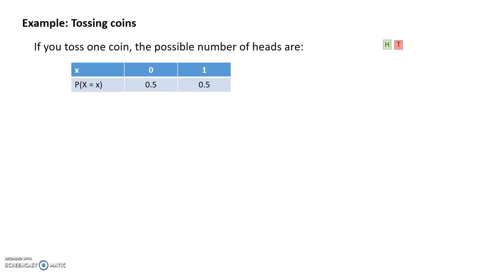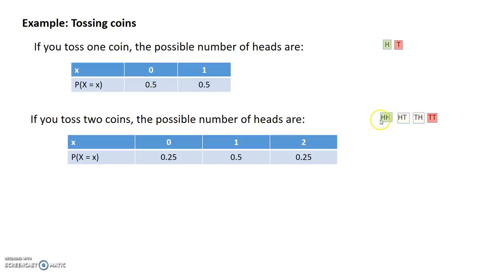If you toss one coin, the number of heads you can get is 0 and 1. Right, you can get a tail, which is 0 heads, or 1 head. So we can put that in a table here. X is the number of heads you get, and there are the probabilities of each, half and half.